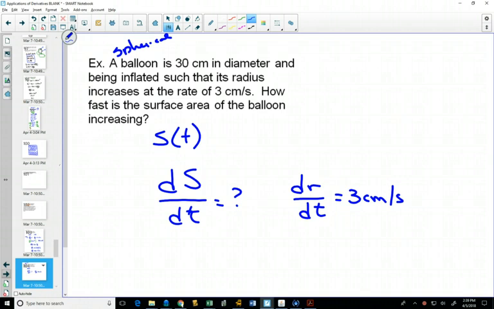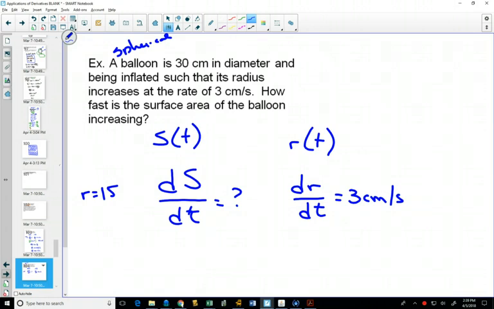So that means that radius is also a function of time. The radius. And in particular, we want to find how fast the surface area is changing when the radius is 15, because the diameter is 30. So here's our setup, and now we need to know our surface area of a sphere formula in terms of the radius.